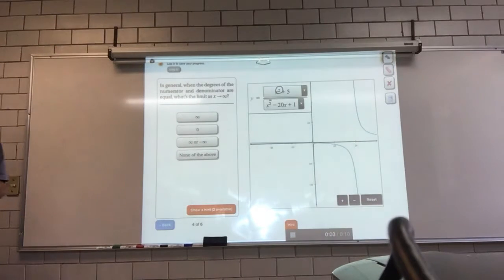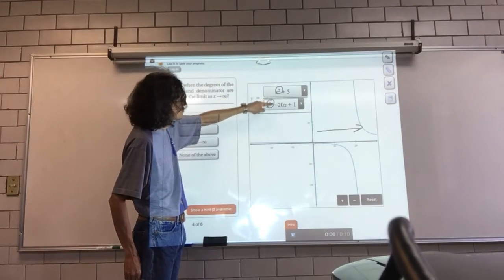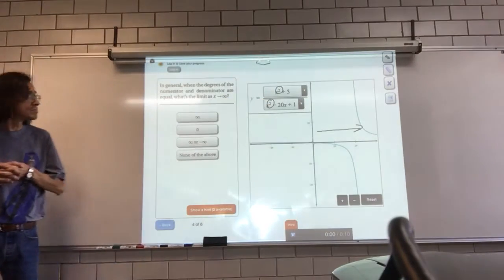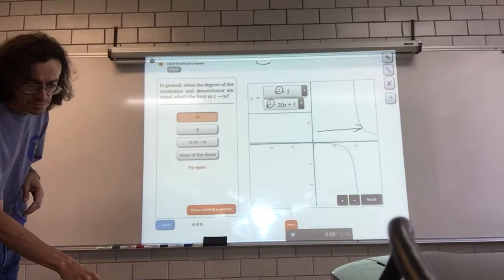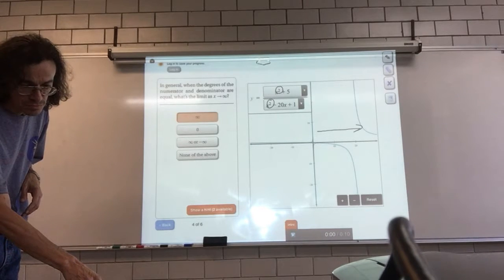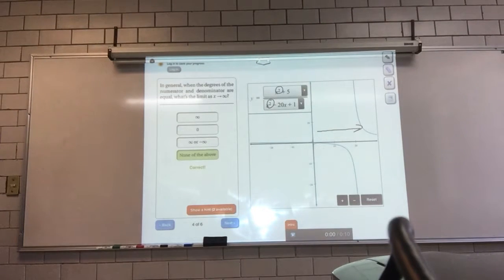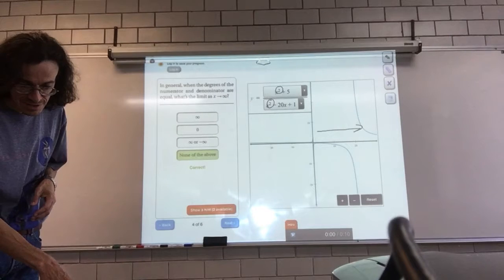Okay, so if the degrees of the numerator and denominator are now the same, what's the limit of a rational function as x gets really big? Ahora es la misma. El orden es el mismo de ambas, de la función del numerador y la función del denominador. Son del mismo orden. ¿A qué tiende el límite? ¿Infinito? ¿A cero?